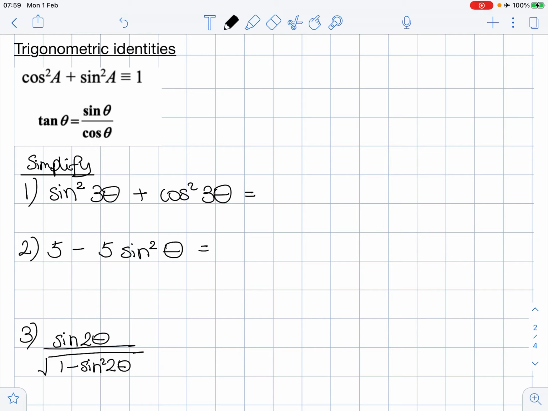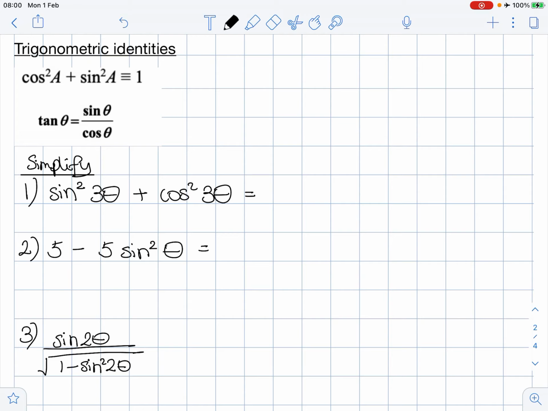Those two identities you need to memorize by heart, where cos squared a plus sin squared a is the same as 1. So a could represent any angle. It could be cos squared theta, cos squared b, cos squared 30, sin squared a, sin squared b, and sin squared theta. So this a could represent any angle. Also, tan theta is the same as sin theta divided by cos theta.